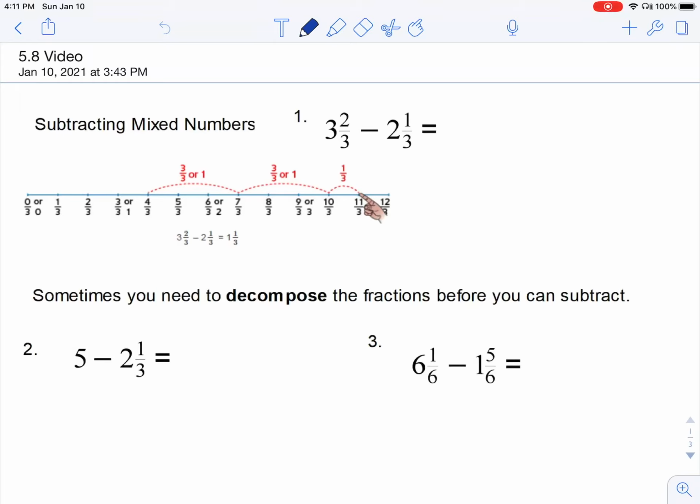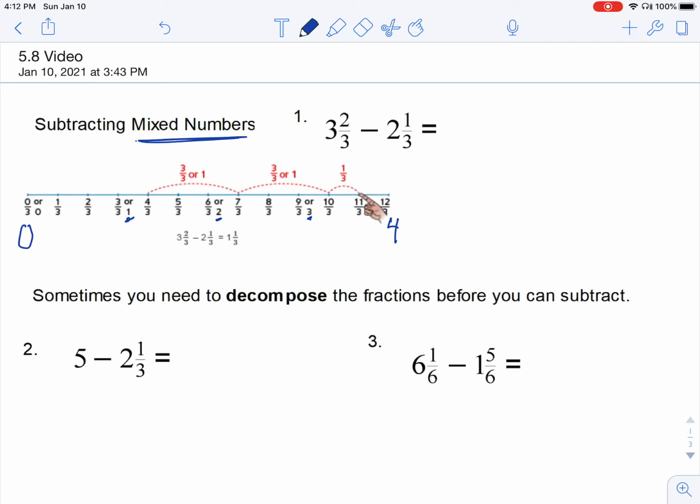Subtracted fractions. Now we, of course, are going to subtract mixed numbers. Let's look at this first example: 3 and 2/3 minus 2 and 1/3. I've illustrated this for you on a number line. My number line goes from 0 all the way up to 4 here, right? 12/3 is 4. And you can see in between it's got 1 and 2 and 3, all shown in thirds.